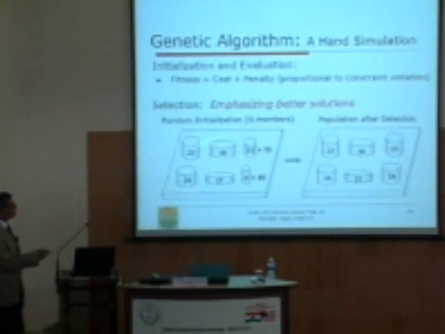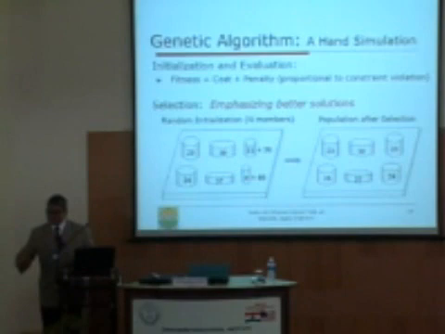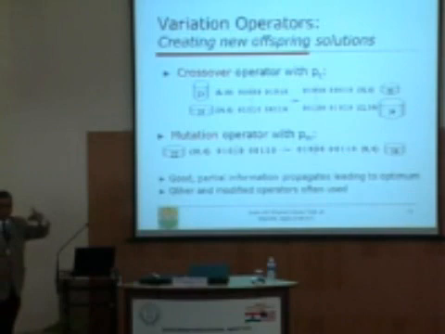So out of this population, these 2 got eliminated by that process. Some got more than 1 copy, like 23 and 24, and some of them got 1 copy. So we have actually selected and emphasized good solutions out of the population. Next set of operators are the variation operators, as I mentioned.